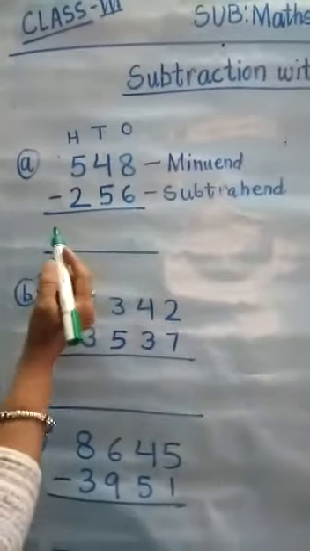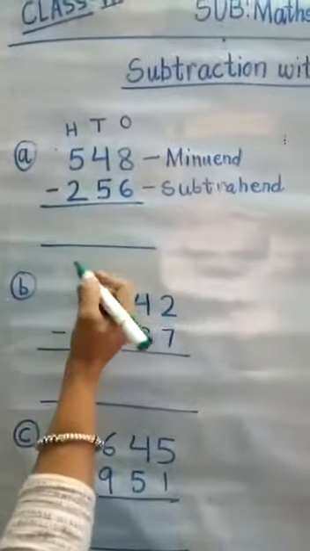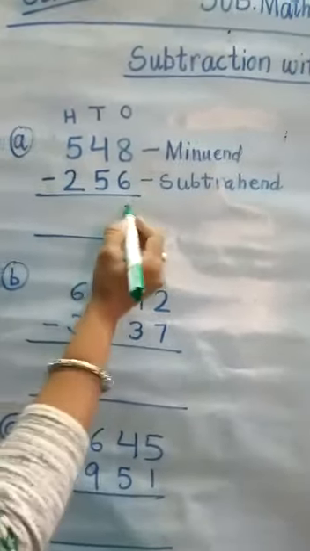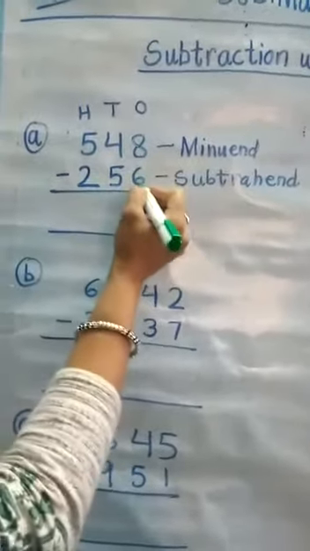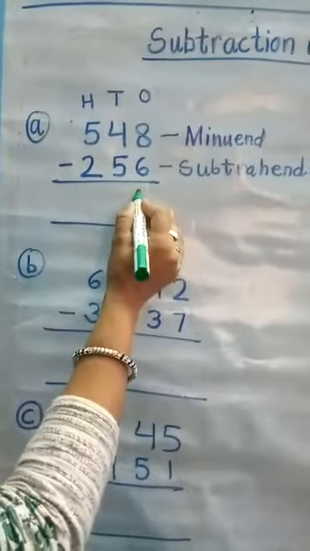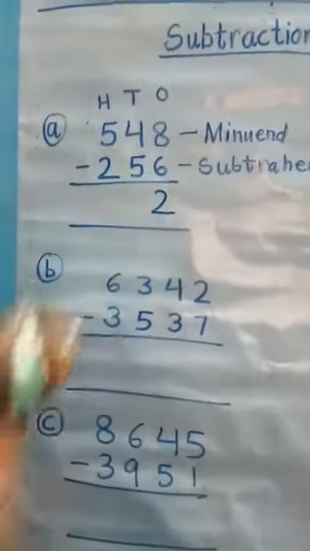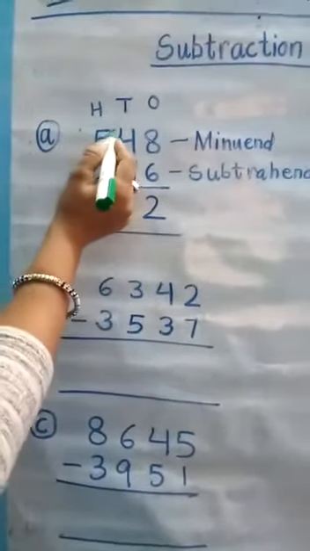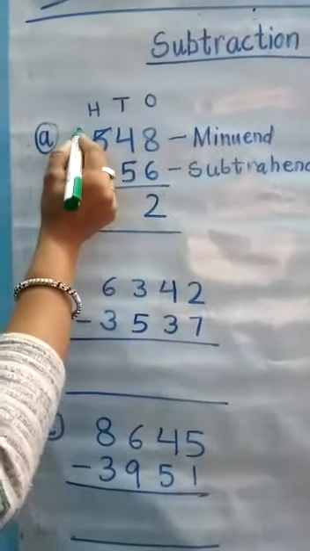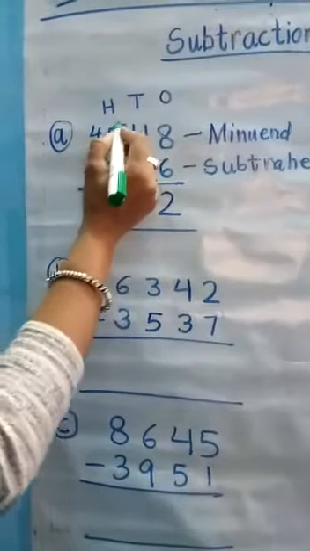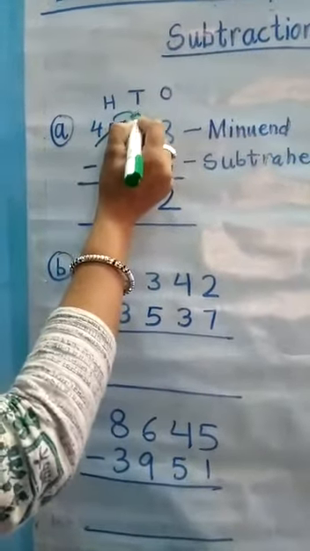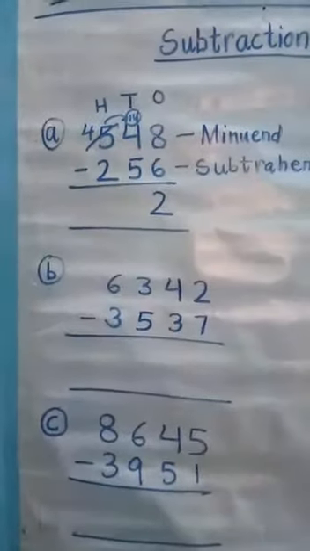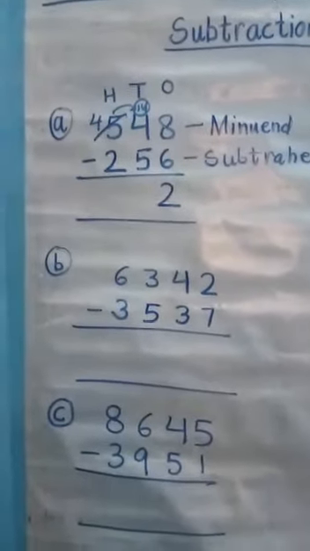So look everyone, now we have to find the difference. 8 is bigger and 6 is smaller, so we can easily deduct 6 from 8. The answer is 2. In this case 4 is smaller and 5 is bigger. So what we have to do is take help from the hundreds. This 4 will convert into 14, so we are able to easily deduct 5 from 14.